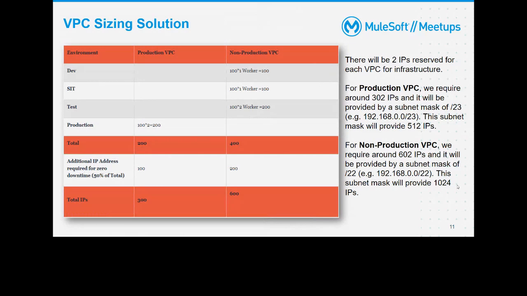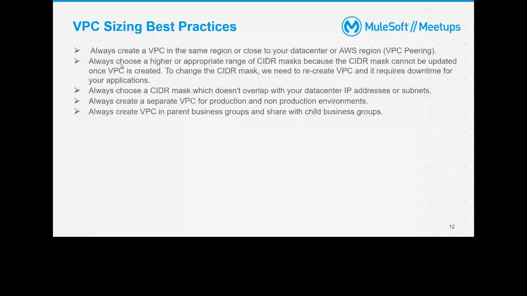So VPC sizing best practice: always create a VPC in the same region, which we have discussed, close to your data center. Always choose a higher and appropriate range of CIDR mask, because once you have created a VPC and assigned a CIDR mask to that VPC, you cannot update that CIDR mask again. In that case, you have to delete and recreate the VPC. Once you delete and recreate the VPC, you have to make sure you restart all the applications also. Always choose a CIDR mask which doesn't overlap with your on-premise data center. And I already gave the reason why.